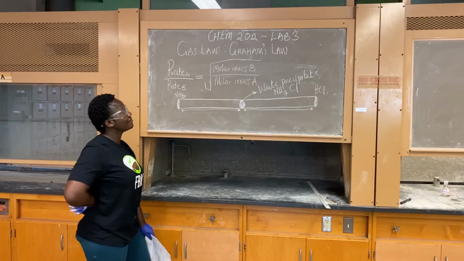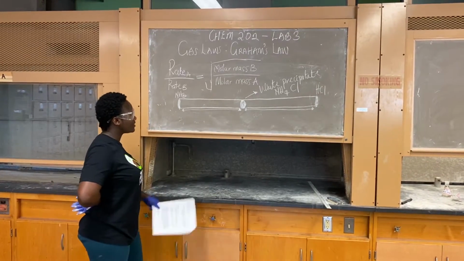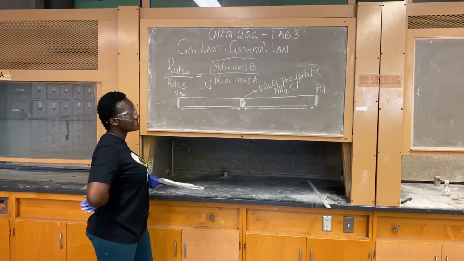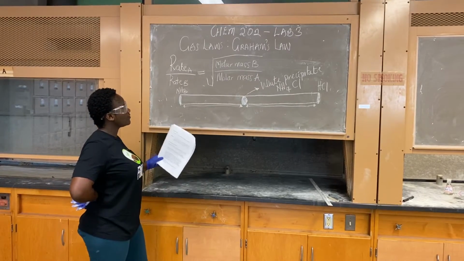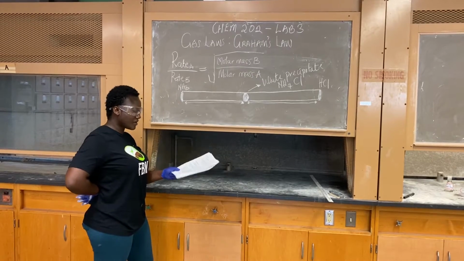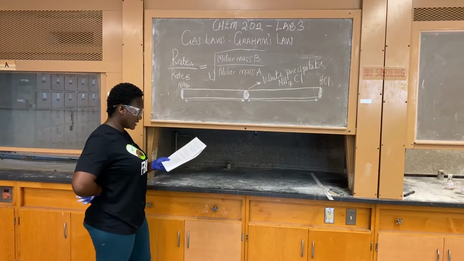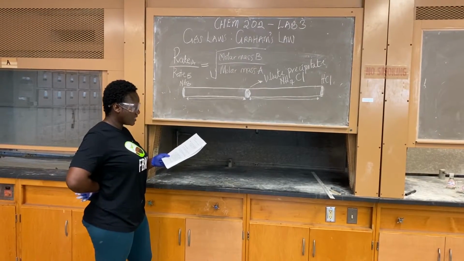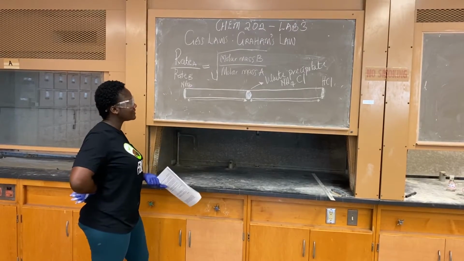We are going to be talking about Graham's law. Graham's law states that at constant temperature and pressure, the rate of diffusion of a gas is inversely proportional to the square root of their molecular masses. And so, basically, we are going to be determining that today.